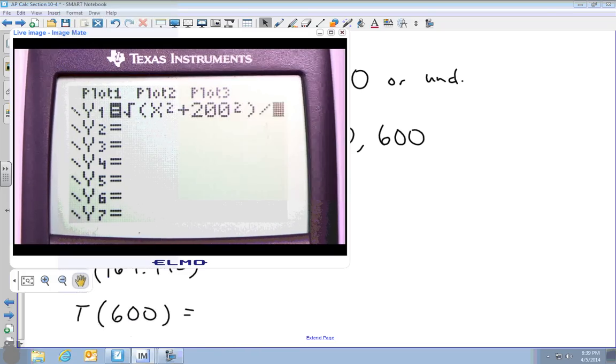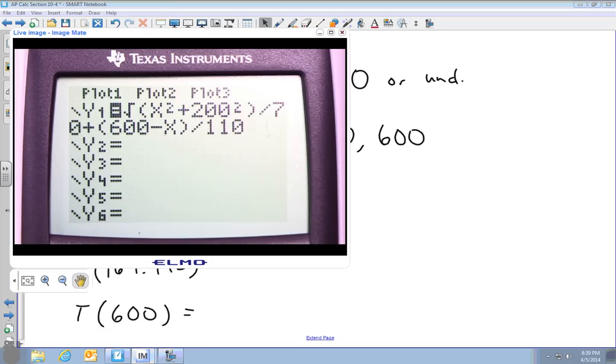This is the original function divided by the rate at which we could swim, which was 70 yards per minute, plus the 600 minus x, and divide that by the 110. So there's our time function.